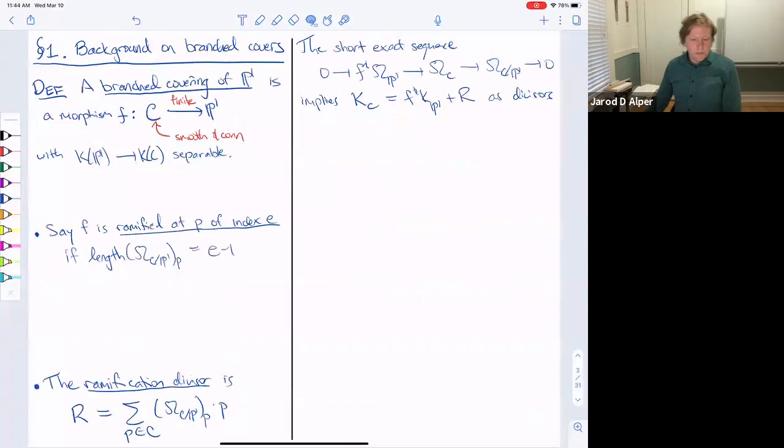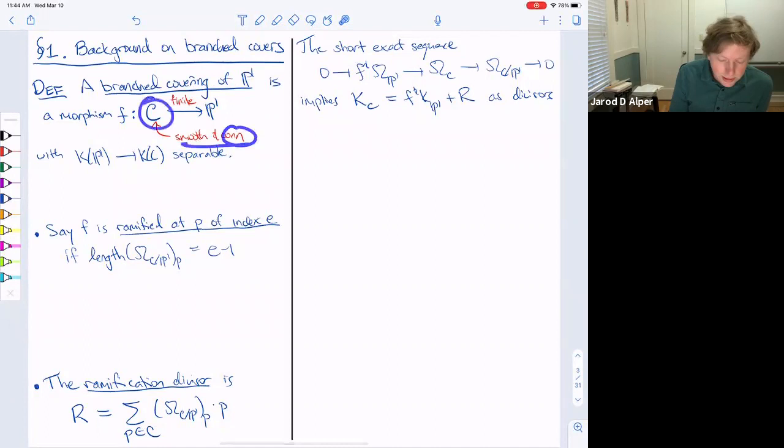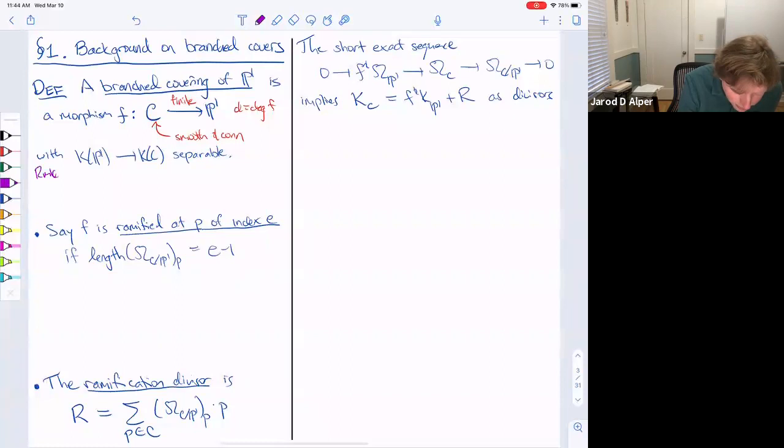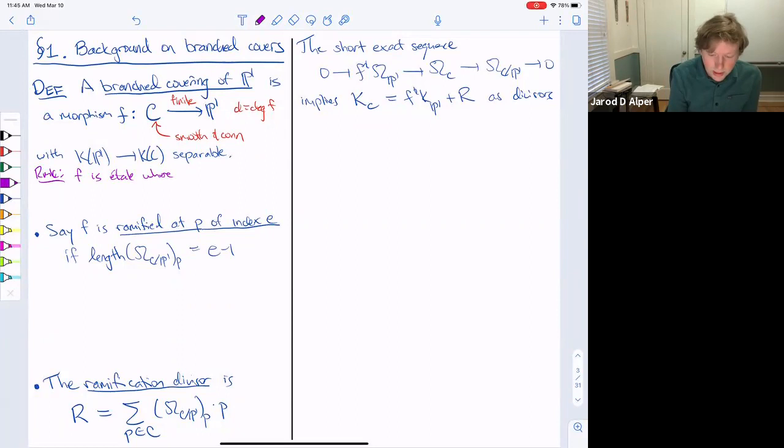A branch cover of P1 is the data of a smooth and connected curve together with a finite map to P1. Often we let D be the degree of F. In characteristic p, we want to rule out inseparable field extensions, so the function field is a separable finite extension of fields. Maybe the first remark is that this map F is étale precisely at points P where the relative sheaf of differentials vanishes.